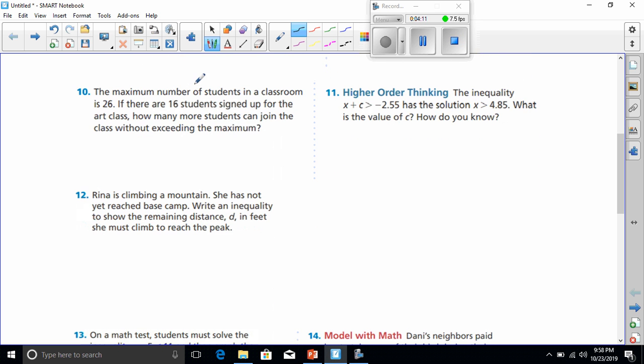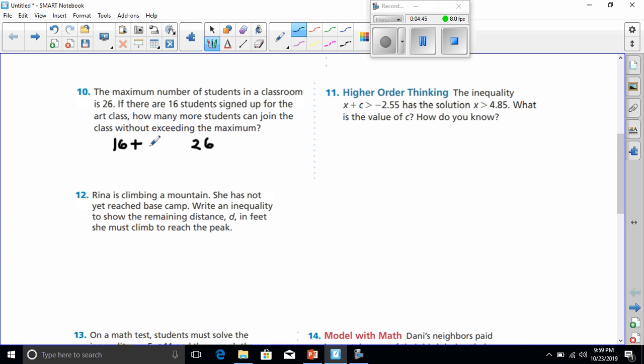The maximum number of students in a classroom is 26. If there are 16 students signed up for an art class, how many more students can join the class without exceeding the maximum? Well, first of all, it says the maximum is 26, so we'll put 26 on one side of our inequality. Then it says there are 16 students signed up for a class now, so there's 16 over here. How many more can sign up? Well, that is what we're trying to find.